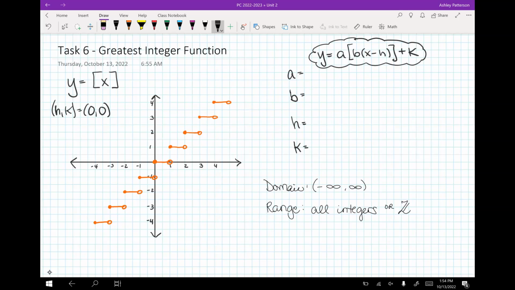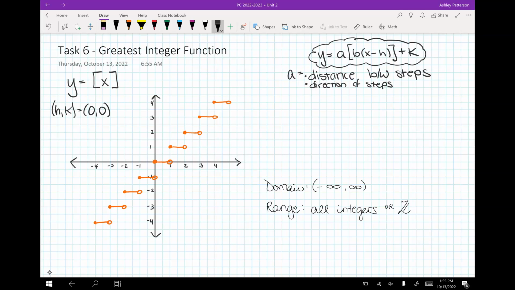Well, if A is a vertical stretch, okay, these are steps. If A is a vertical stretch, what is it going to affect? Aha, hopefully you said the distance between the steps. Distance between the steps. Nice. And if there is a reflection, it might affect the direction of the steps. So let's go ahead and put direction of the steps.